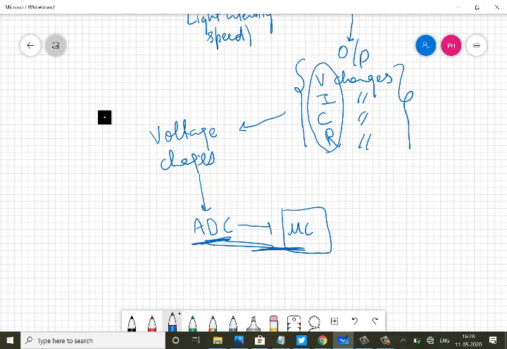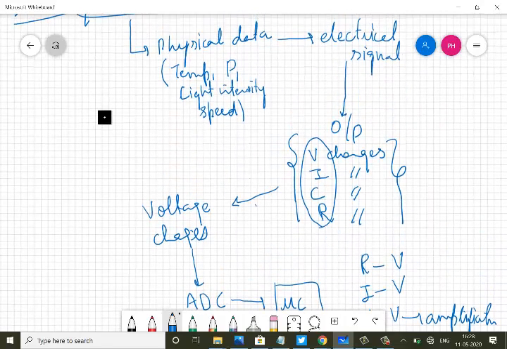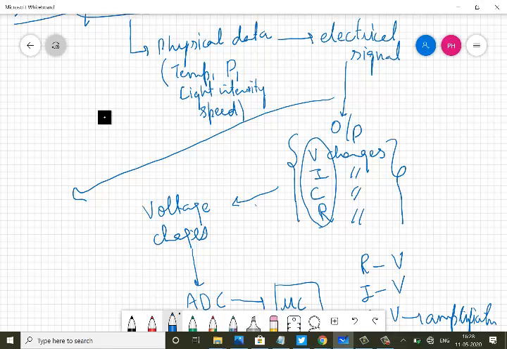This conversion from voltage change, current change, capacitance or resistance or any other change to only voltage change is known as signal conditioning. It can be simply resistance to voltage change, current to voltage change, or it may also be voltage to voltage change, for example amplification. Whatever output we are getting from the transducer may be very small in nature, maybe in millivolts or microvolts. So before giving it to the ADC for processing, we need to amplify it. That also comes under signal conditioning.